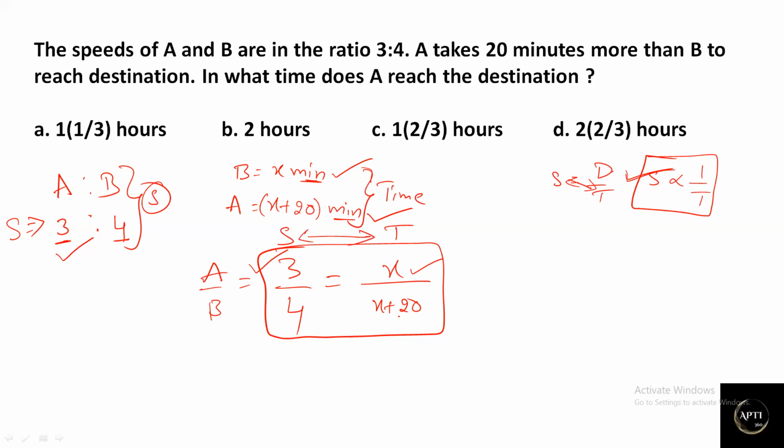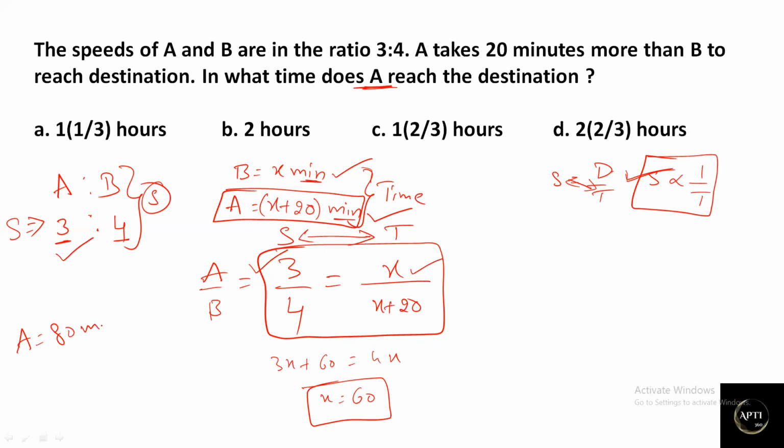Okay, now you just try to cross multiply. Here if I cross multiply, 3x plus 60 is equal to 4x. So x is equal to 60 minutes. Now what was the question? At what time does a reach? What is the time taken by a? It is x plus 20, right? If the x value is 60, a will take how much time? 60 plus 20 is 80 minutes.